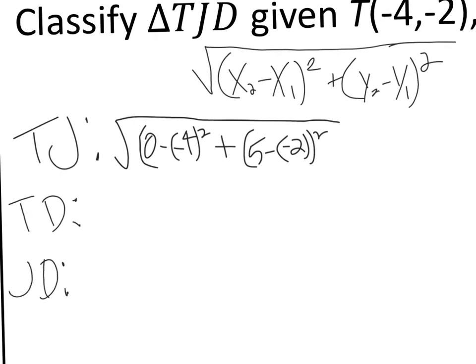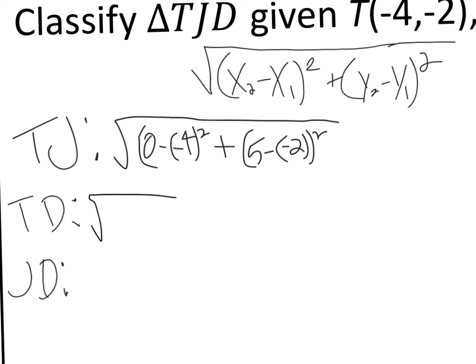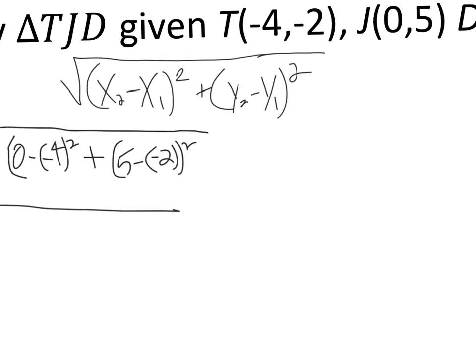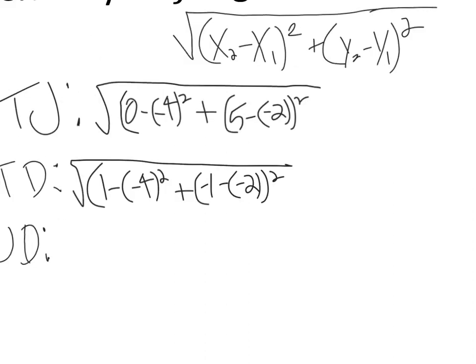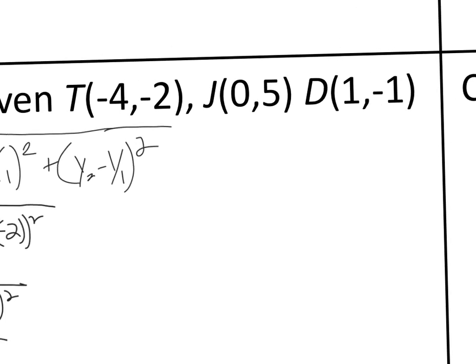I'm just going to go ahead and set these all up. So now I'm going to find the distance of TD. So x2 is 1 minus -4, and then y2 is going to be -1 minus -2. So there's the setup for TD. Now let's do the setup for JD. J is 0, 5, and D is 1, -1. So x2 minus x1, 1 minus 0, and then -1 minus 5.